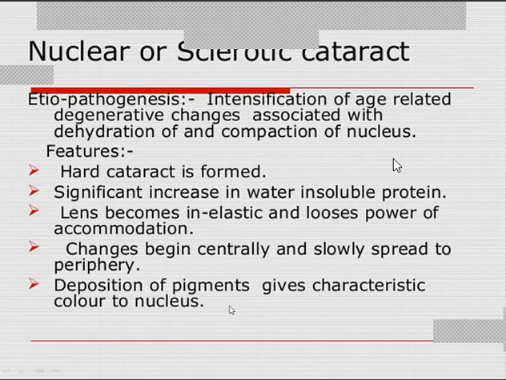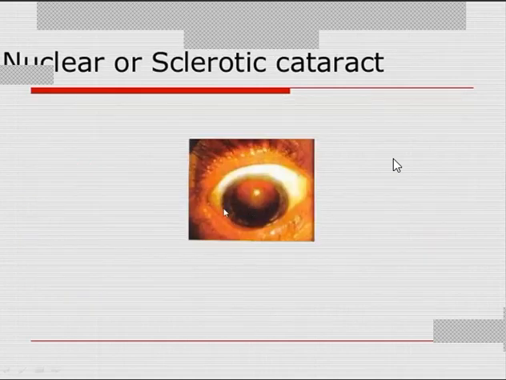How to differentiate the nuclear cataract and the cortical cataract? The cortical cataract is pearly white in color, whereas a brown, black or amber colored nucleus is seen in the sclerotic cataract. This is due to the deposition of the pigments. See, this is the color. Instead of the pearly gray color, it is like this.